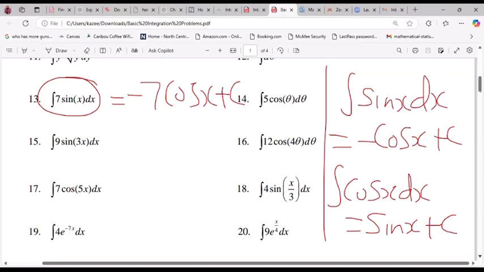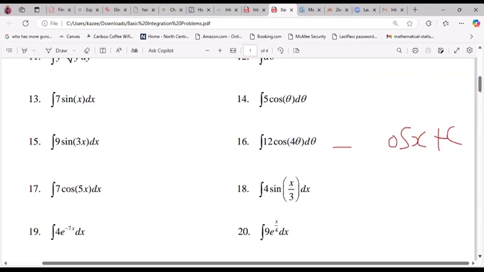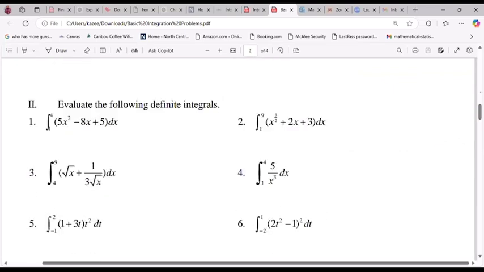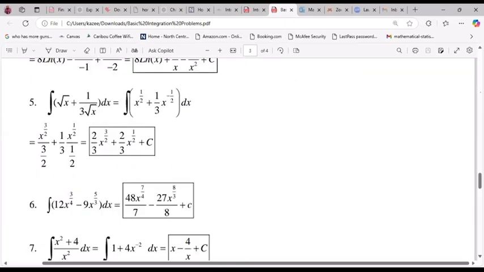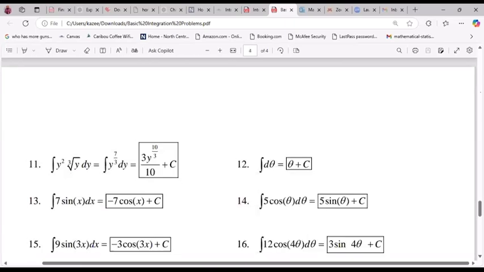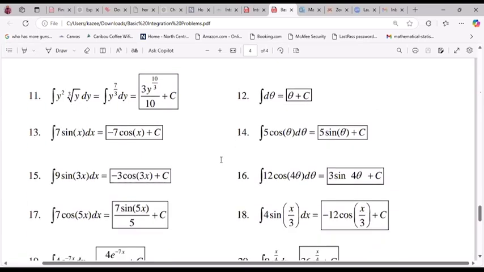That's super cool. It's super easy because you know the rules. I'm going to go to the solutions so that you see what I'm talking about. You see the sine is going to give a negative, that's why you see a negative. The integral of cos is going to be sine. You see that?